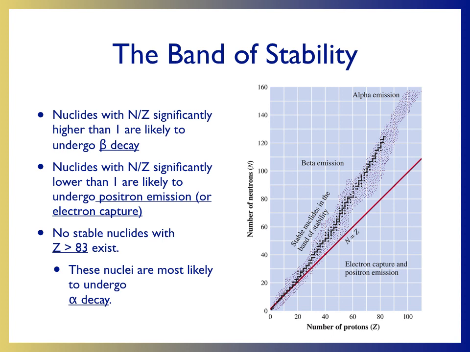One thing you might see in your textbook is a series of alpha and beta decays that a large nucleus can undergo to reach the band of stability. We're not going to worry about those types of predictions, but you should be able to predict whether or not a nucleus will undergo alpha, beta, or positron decay.